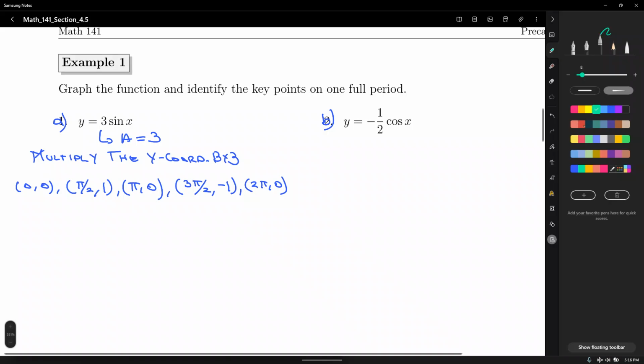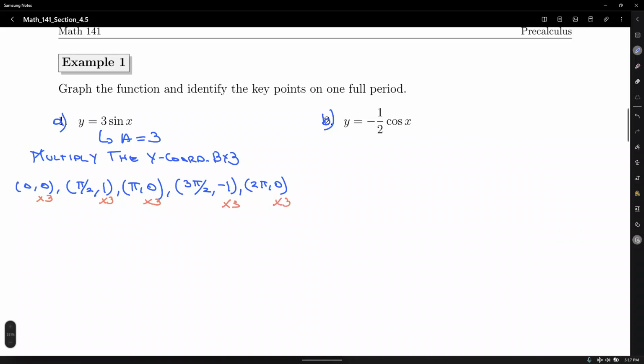Let me specify that here. Let me denote it rather. Times 3, only the y coordinate. See how I'm writing this times 3 on the y coordinate only? Times 3, times 3. All right, so we're going to get a whole new set of points.